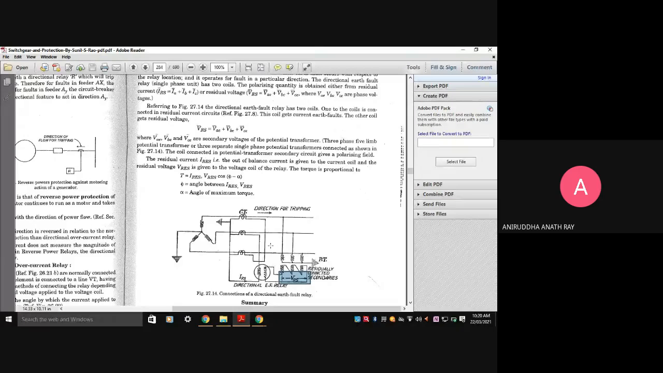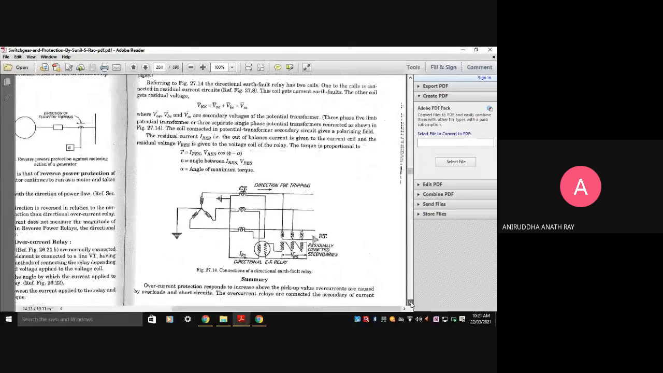So basically, the operating torque is proportional to IRES into VRES into cos of phi minus alpha. Torque T is equal to IRES into VRES cos of phi minus alpha, where phi is the angle between the residual current IRES and the residual voltage VRES, and alpha is the angle of maximum torque. So this is all about directional overcurrent and the earth fault relay.